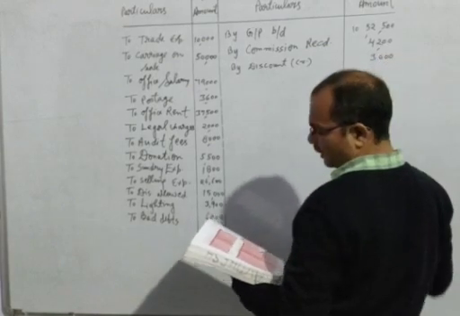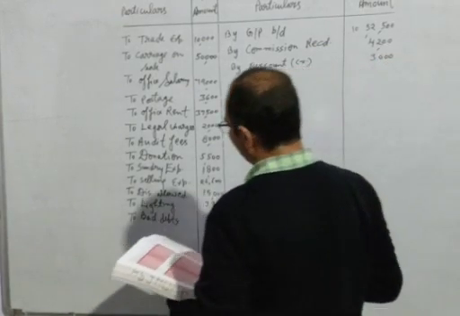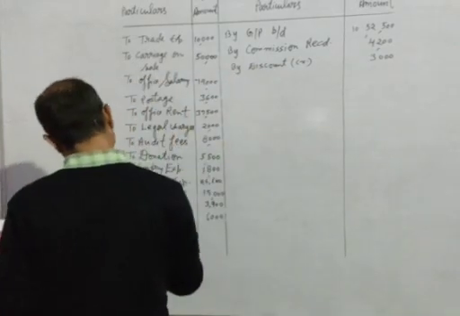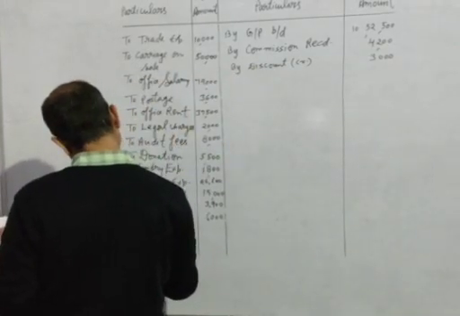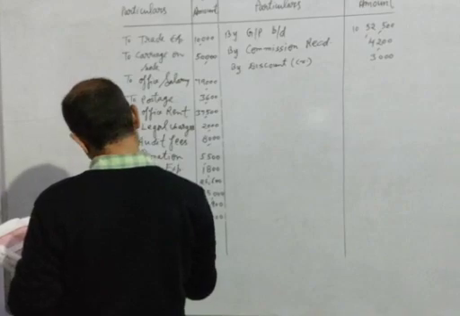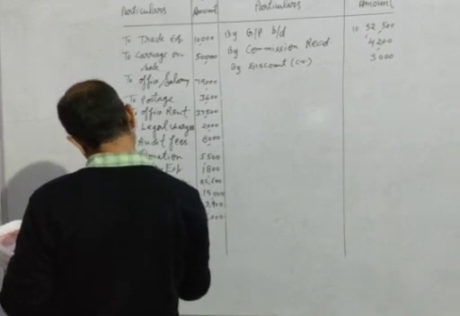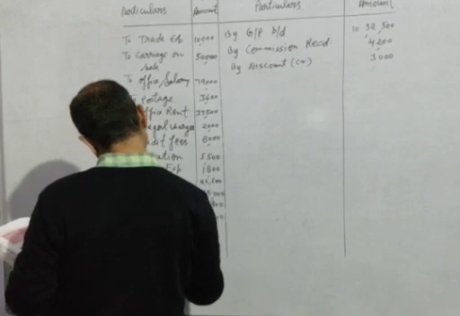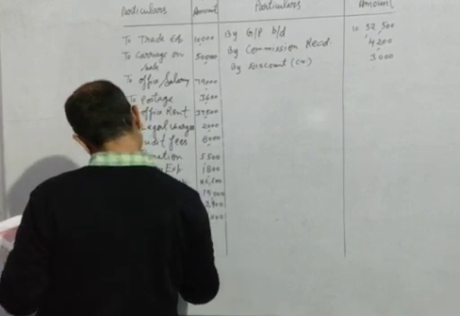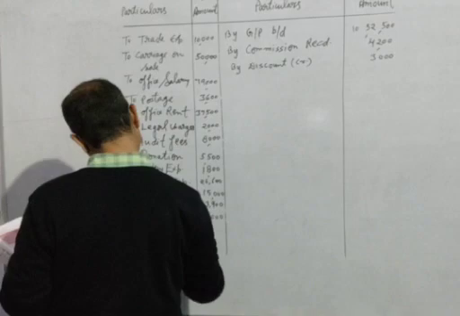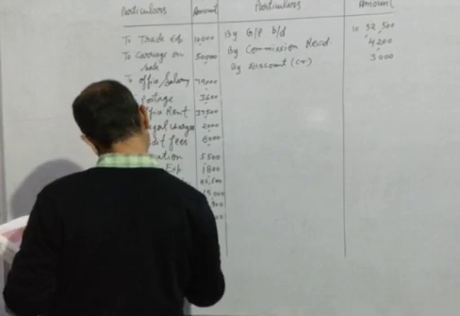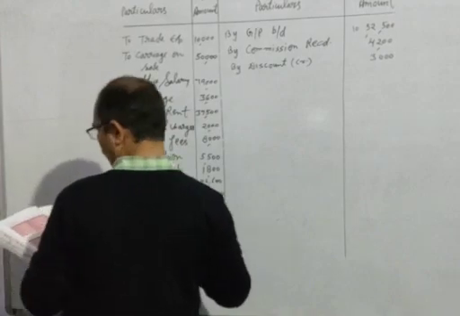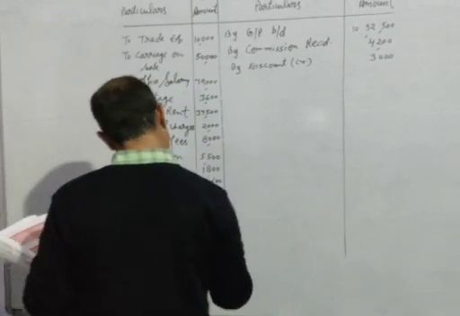3,000. Next is interest on loan. When you took loan, you will have to pay the interest on that loan, so it will become an expense, and we will write in the debit side interest on loan. What is the amount? 11,000.